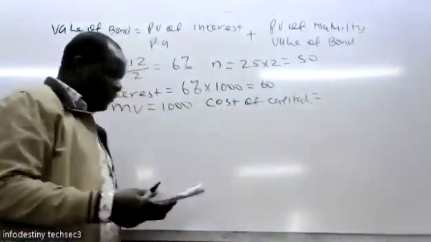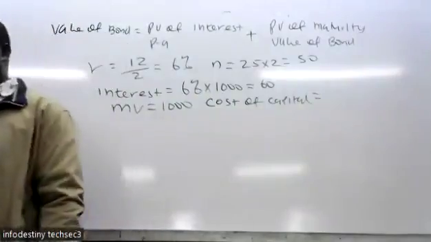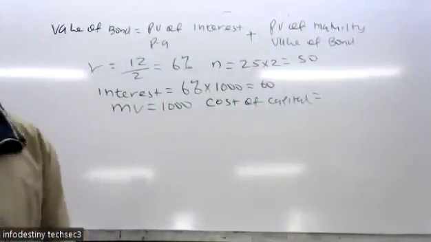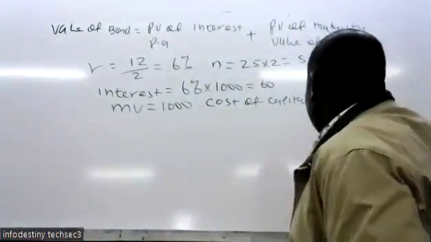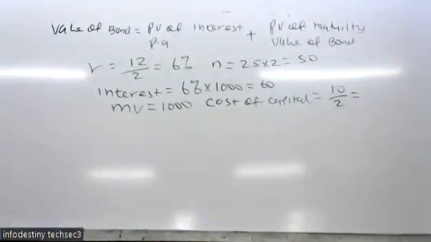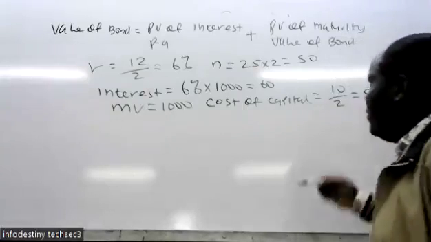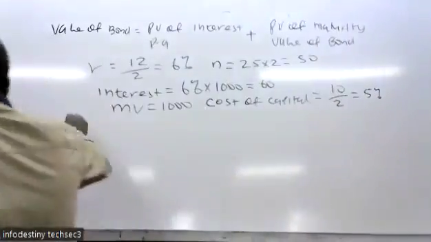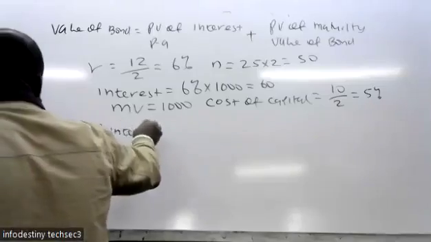Then the cost of capital is what you are given, that interest rate has currently gone down to 10%. So 10% is per annum, so you get 10% divided by 2 because it is paid semi-annually. So that should be the same as what percent? 5%.